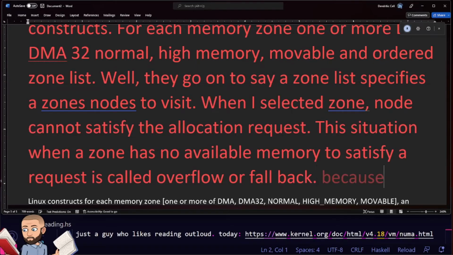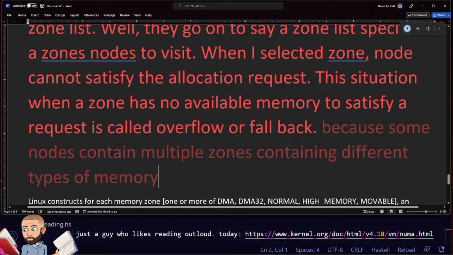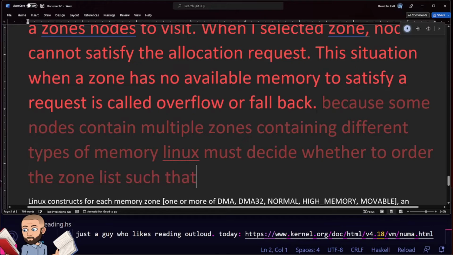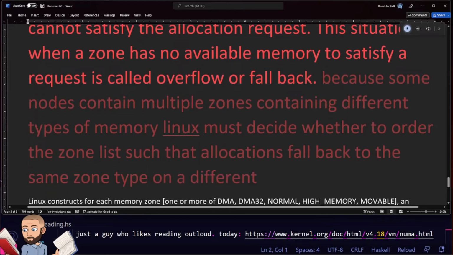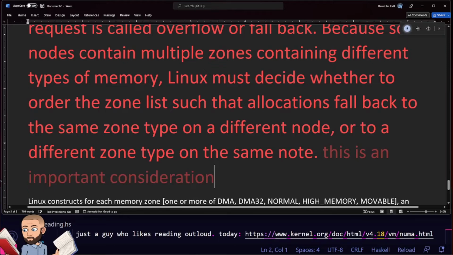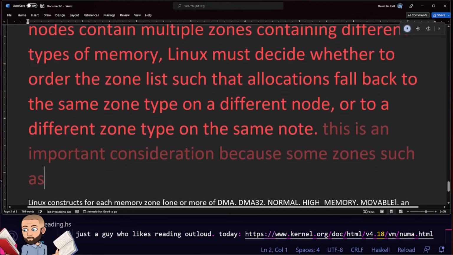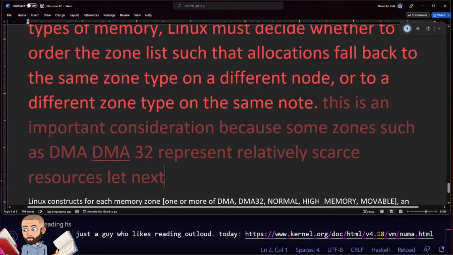Because some nodes contain multiple zones containing different types of memory, Linux must decide whether to order the zone lists such that allocations fall back to the same zone type on a different node or to a different zone type on the same node. This is an important consideration because some zones, such as DMA or DMA32, represent relatively scarce resources. Linux chooses a default node-ordered zone list.